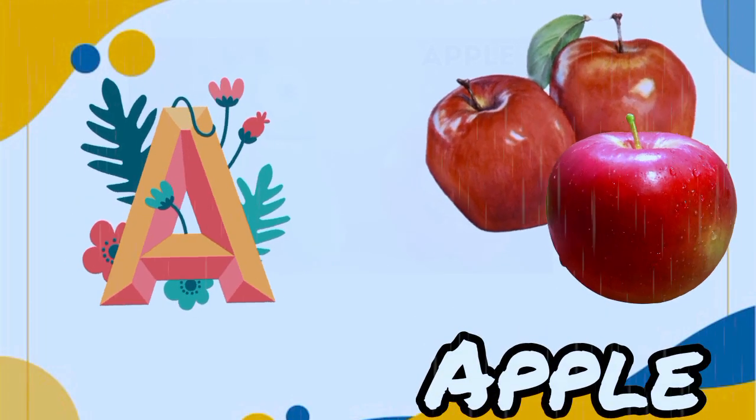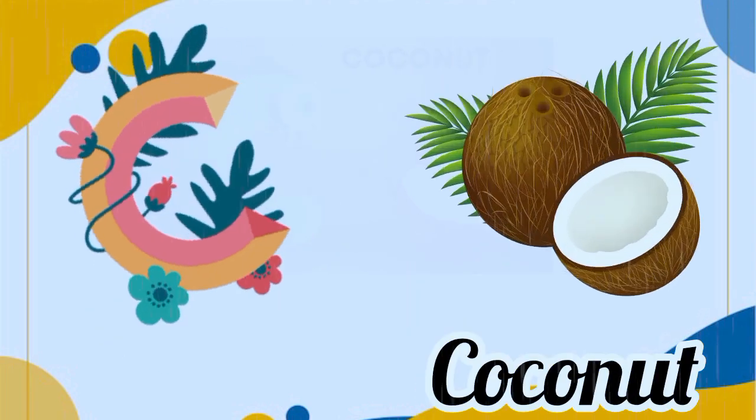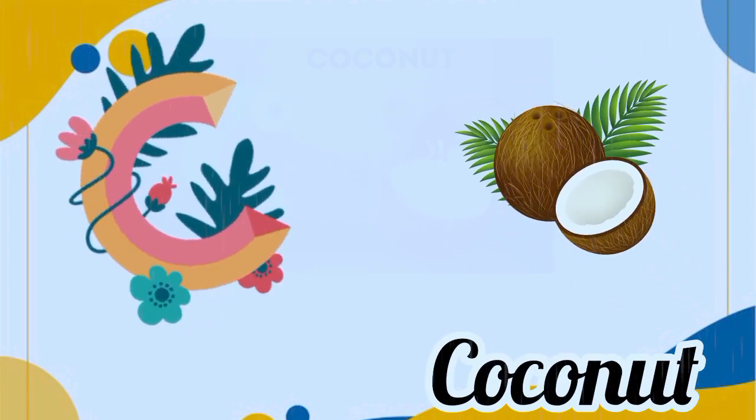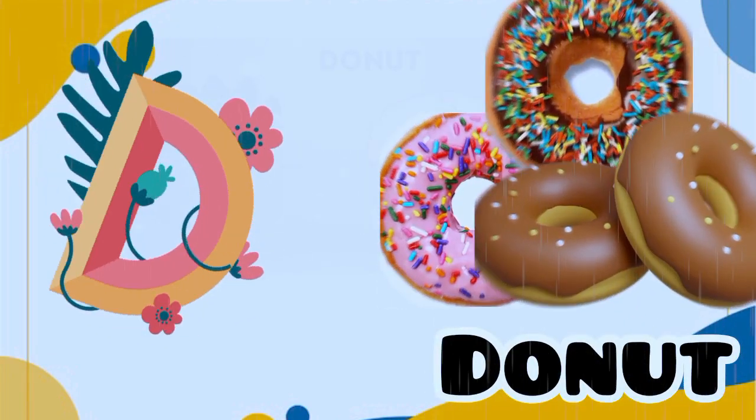A is for apple, a, apple. B is for baby, b, baby. C is for coconut, c, coconut. D is for donut, d, donut.